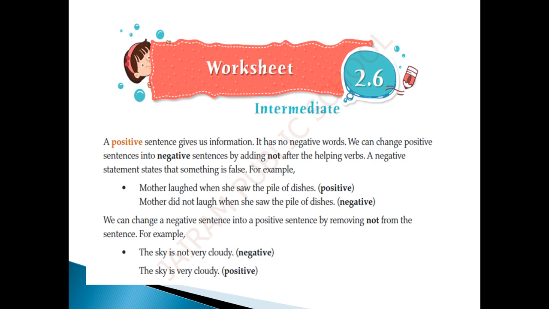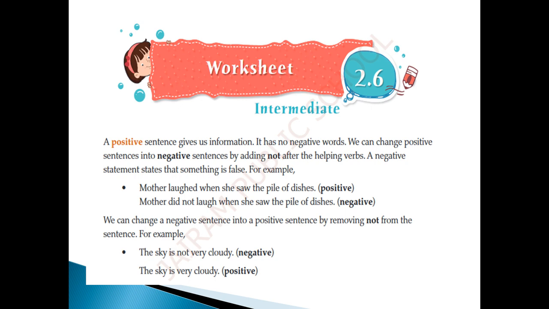A positive sentence gives us information. It has no negative words. We can change positive sentences into negative sentences by adding not after the helping verbs. My dear children, you just remember one thing when you add not in the sentence to make a positive sentence into negative sentence. When we have one main verb in the sentence, we have to write not with the helping verb. Let me explain you in a few minutes.